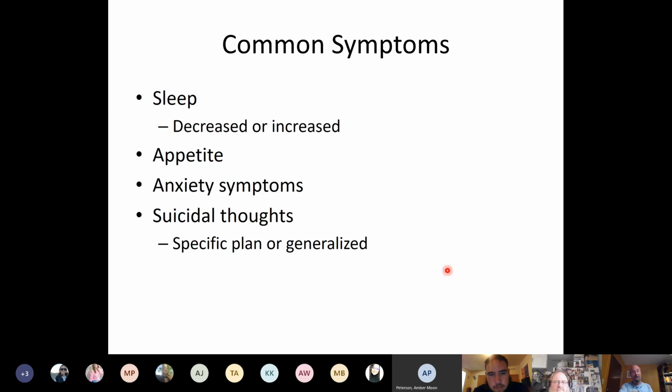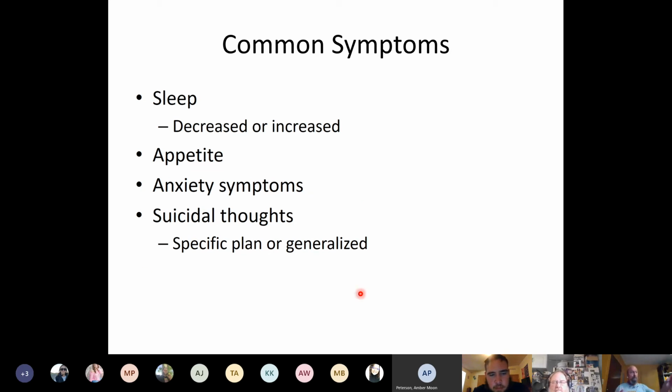Sleep is another big one. They don't sleep at all, or they have early morning awakening. That's a sign of depression. They'll go to sleep fine, but they'll wake up at 2:30 in the morning and can't get back to sleep. Appetite, are they hungry all the time, or do they have no appetite? Various anxiety, worry, etc. And of course, suicidal thoughts.